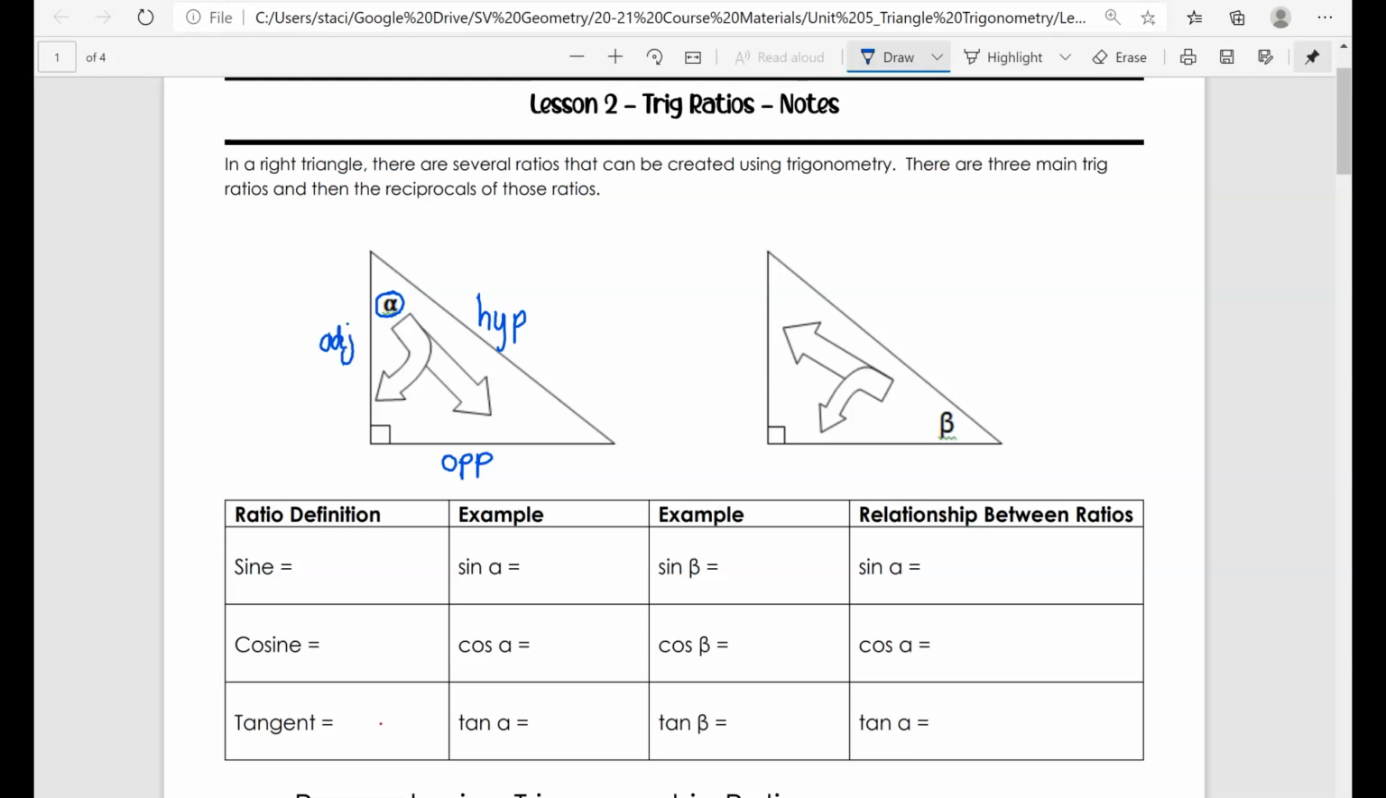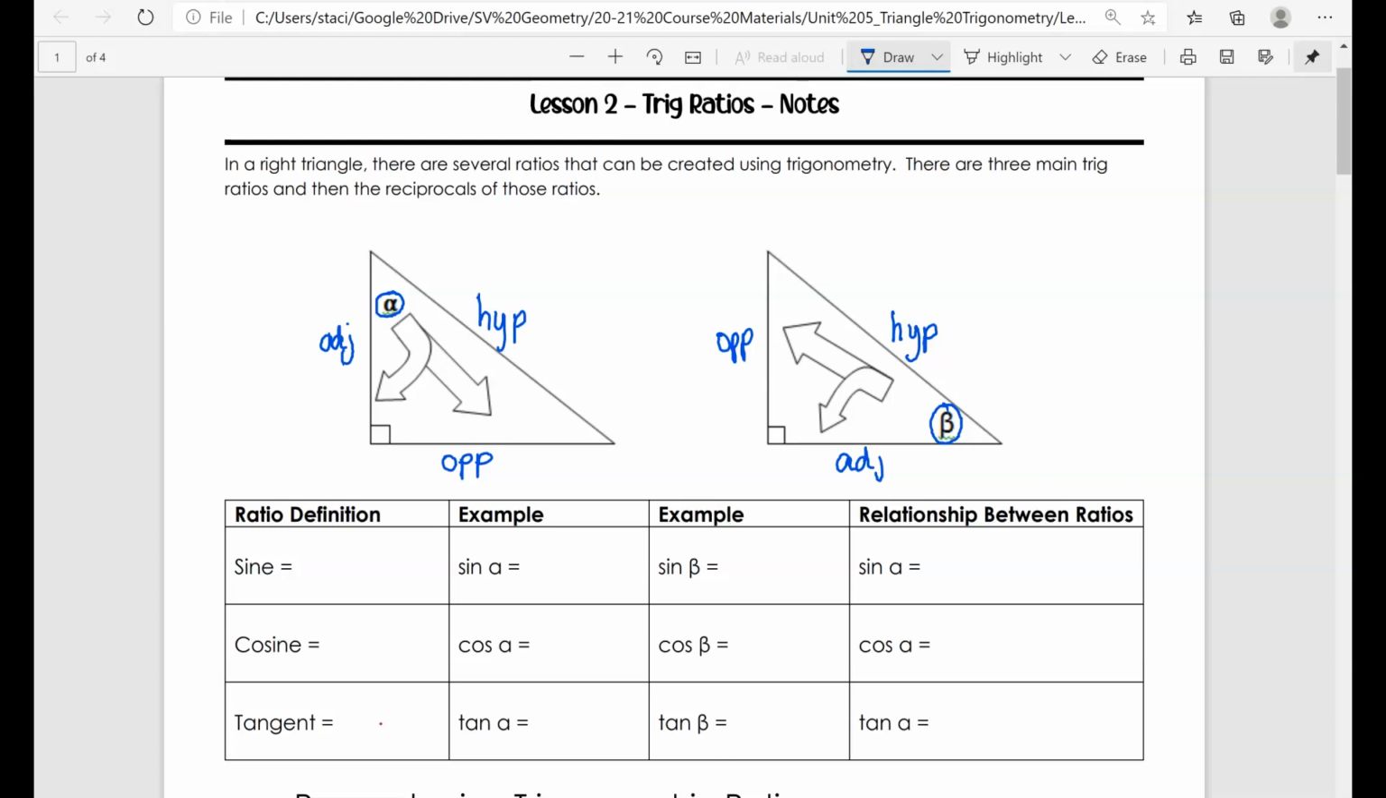Now, if I switch and look at the other triangle, which has angle B, technically a beta sign, and I ask you to name the opposite, adjacent, and hypotenuse sides, you'll notice that with angle B, my opposite side is what was the adjacent side for angle A, and the adjacent side was actually the opposite side when we were talking about angle A. And the hypotenuse never changed.